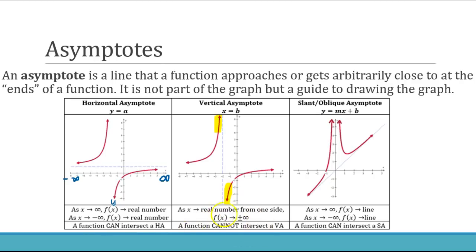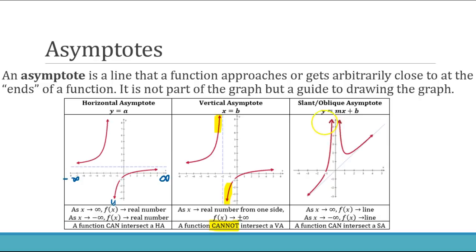Now, what's important about vertical asymptotes is a function cannot ever intersect a vertical asymptote, because these are places that make the denominator equal 0, and that means that we have to be undefined there. So it's not possible, we cannot intersect a vertical asymptote.